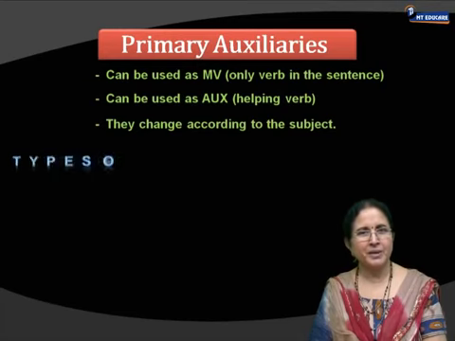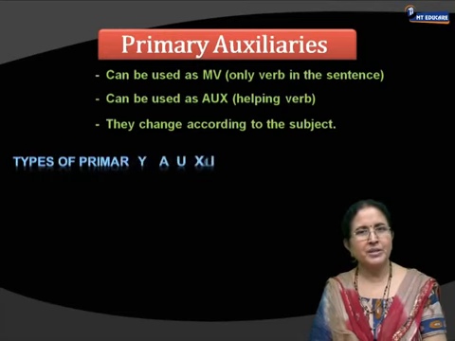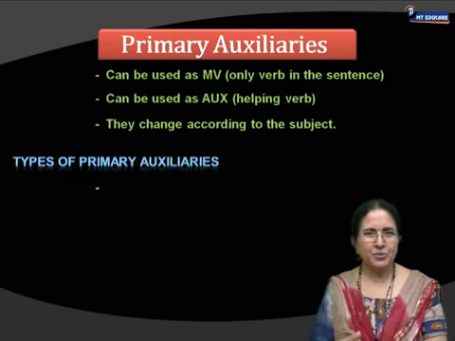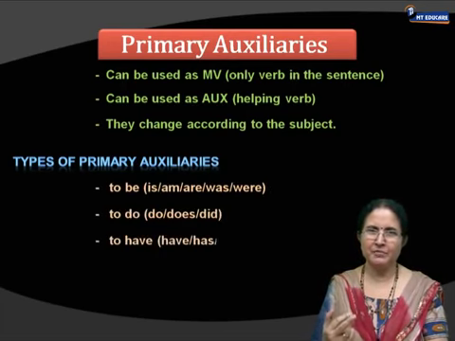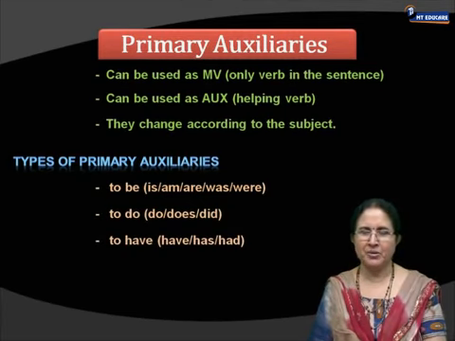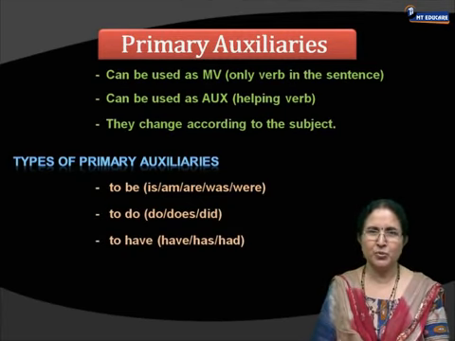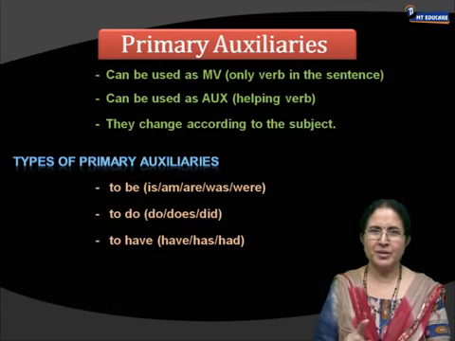Now, types of primary auxiliaries. We have three basic verbs: to do, to have, to be. So under these primary auxiliaries, accordingly, these are the root verbs. To be, we have got is, am, are, was, were.